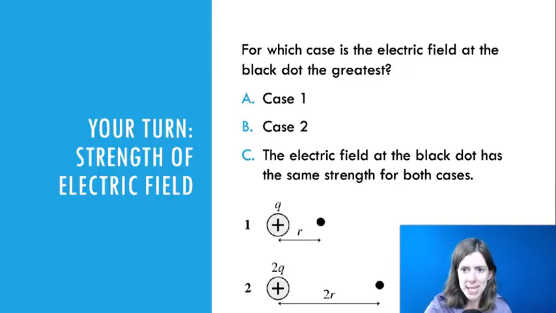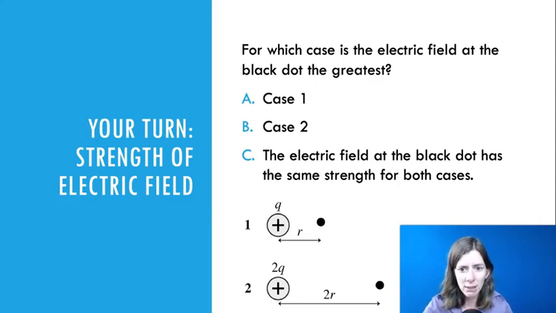So let's look at this last question here. For which case is the electric field at the black dot the greatest? Case 1 or case 2? Let's look at what is happening before you pause the video. Here we have a charge Q, and the point where we're looking for the field created by this charge is a distance r away.